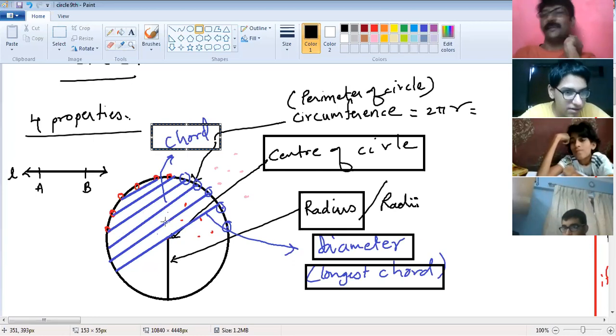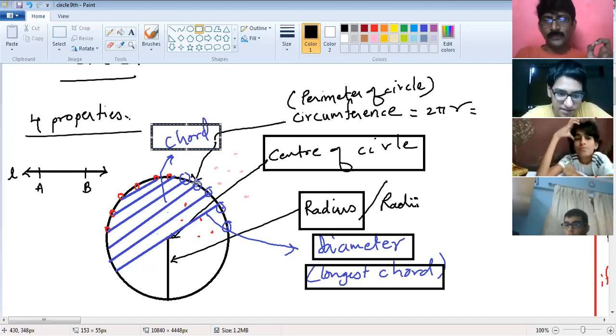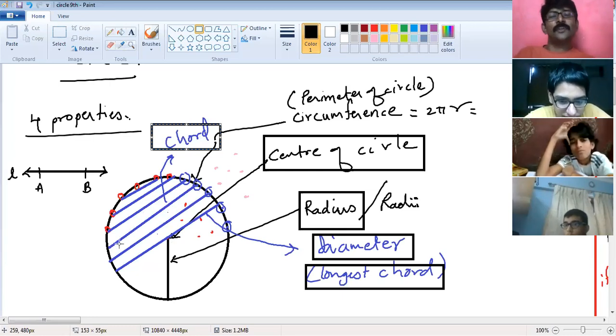Why do we have to put the condition without passing through the center? A diameter can also pass through the center, so how is it the longest chord? Yes, a chord can. Chord has only one definition: it's a line segment joining any 2 points on the circumference. We do not have to consider whether it is passing through the center or not. A line segment which joins any 2 points on the circumference is called a chord.